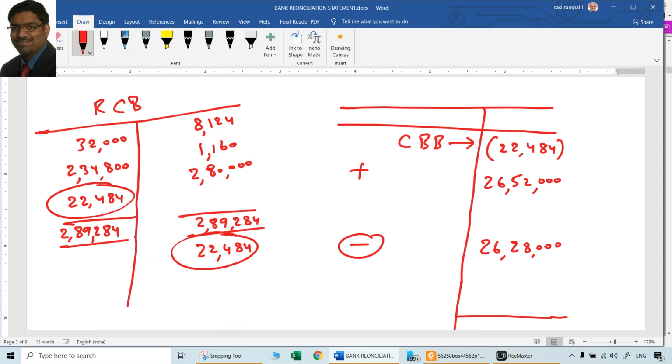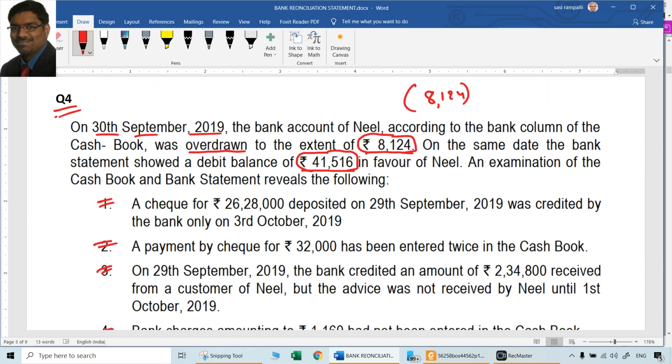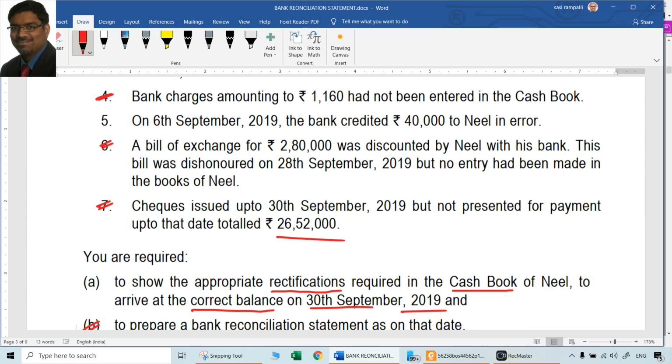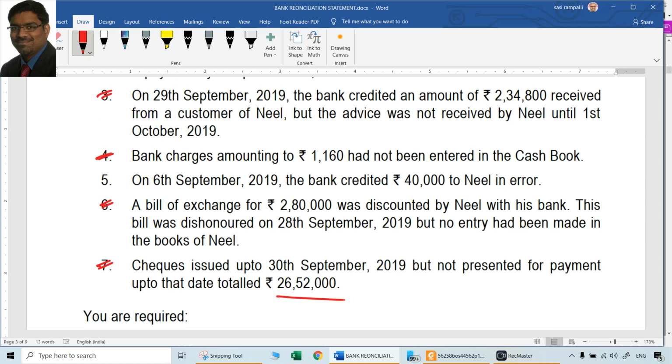Before going to the final answer, let us just check first of all what is the balance here. Minus 22,484, be careful, minus 22,484 plus 26,52,000 minus 26,28,000. How much is this? 1,516 is there, which is the balance here. But according to the original amount, it was 41,516. Why is that? Because of this item also.